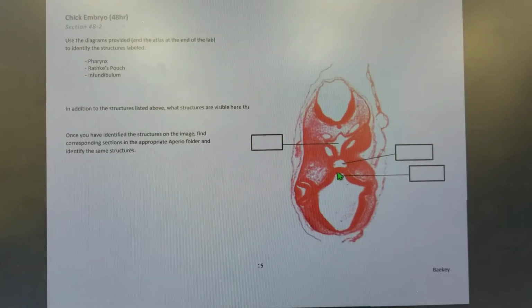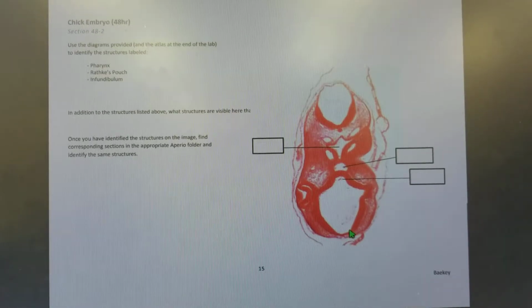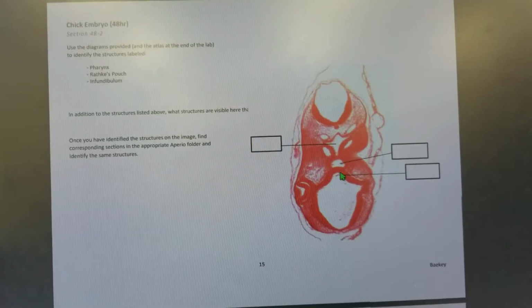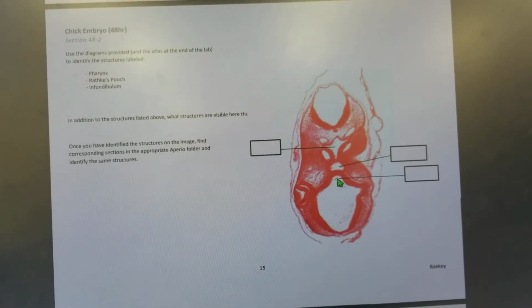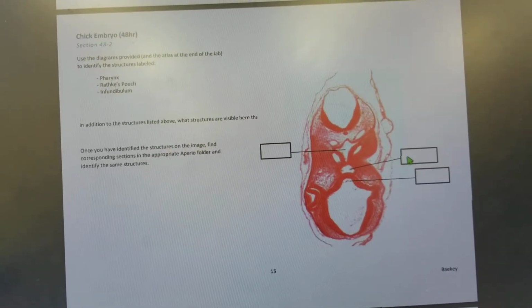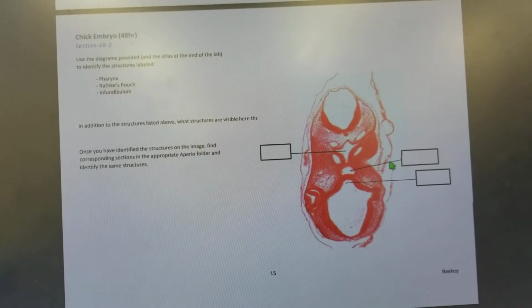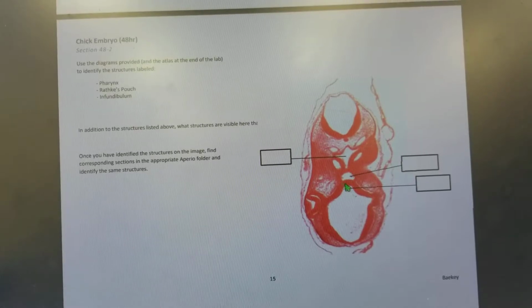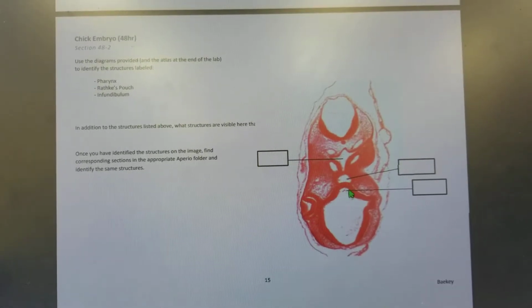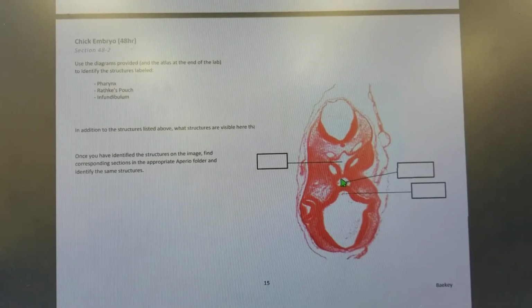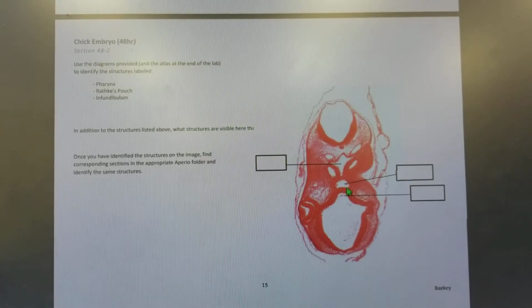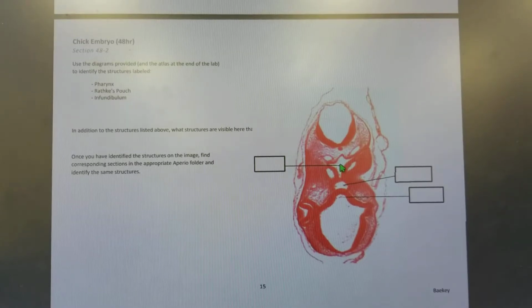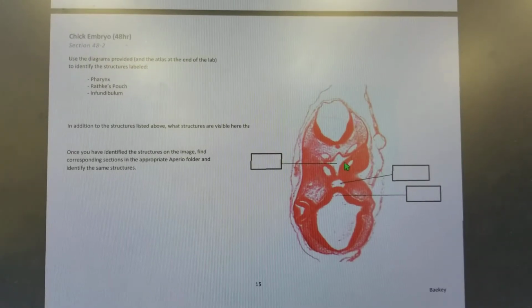This looks like neuroectoderm right here, okay? Still part of the diencephalon. We get a portion of the diencephalon called the infundibulum here. And then this here is Rathke's pouch. Rathke's pouch is important because it is important in the embryologic development of the pituitary gland. Exactly. And then this is the pharynx right here.